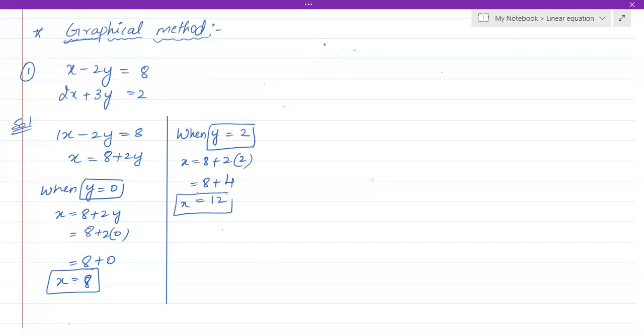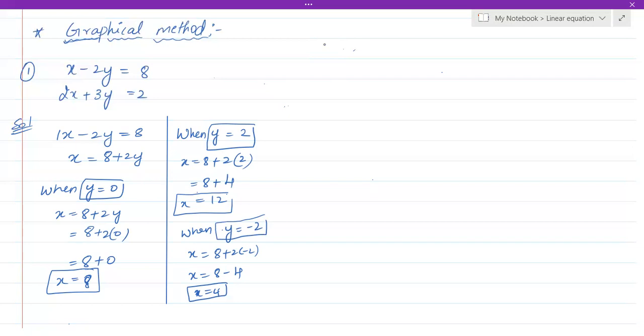When y is equal to minus 2, x is 8 plus 2 into minus 2. So it will become 8 plus, into minus is minus, 2 twos are 4. So 8 minus 4 is 4. So we'll get the value of x as 4. So we have given 3 values of y, and correspondingly we got the 3 values of x. So this is regarding the first equation.